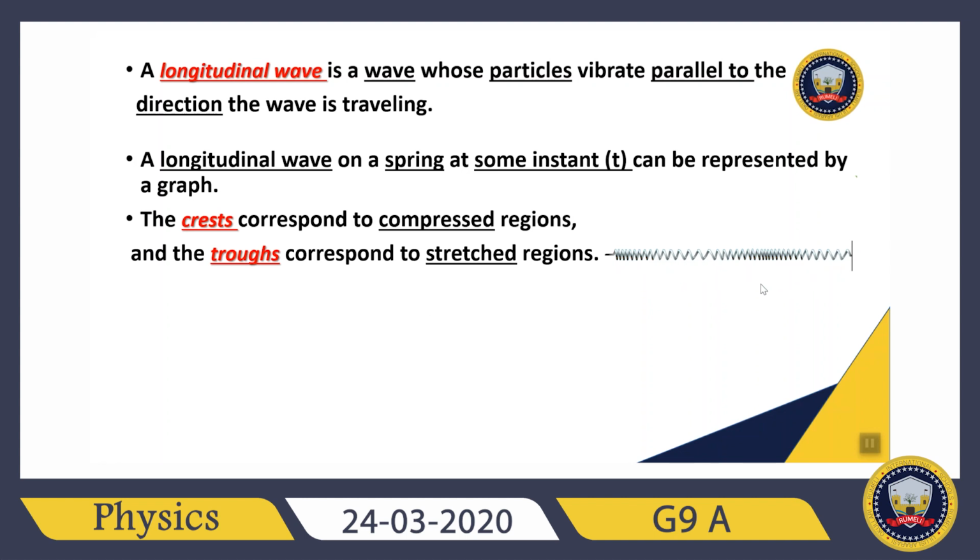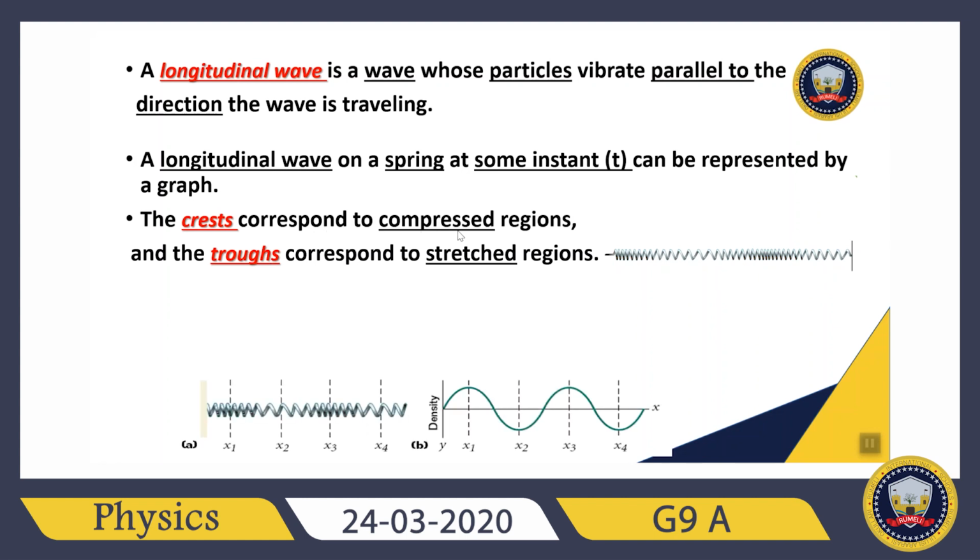So the crest and trough here are different from those of the transverse wave. In the transverse wave, the crest is the highest point away from the equilibrium position, and the trough is the lowest point away from the equilibrium position. But here, the crests refer to the compressed regions, while the troughs correspond to the stretched regions.